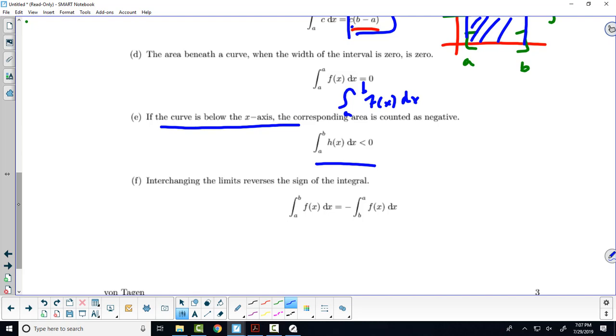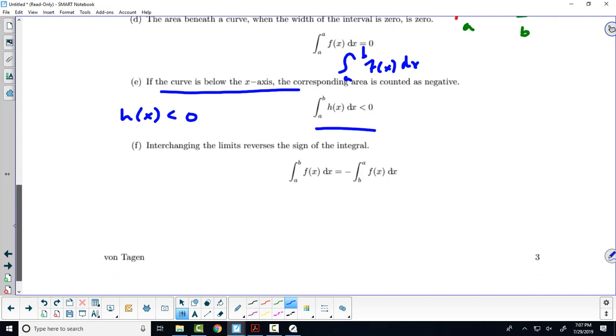I guess I didn't say this. If h of x is less than 0, what should be the net area? A negative number. That's all that's saying. If your function is below the x-axis on the interval, then when you compute the definite area, it should come out to be a negative number.